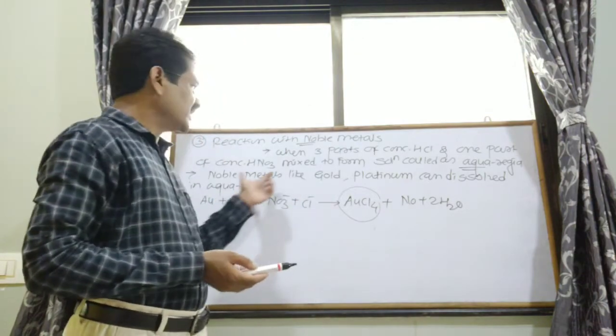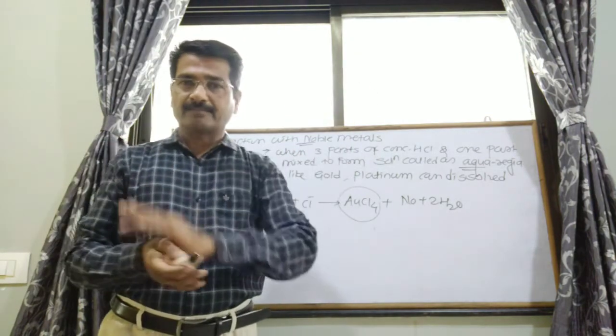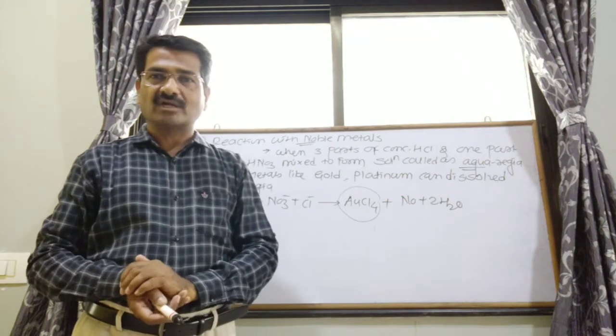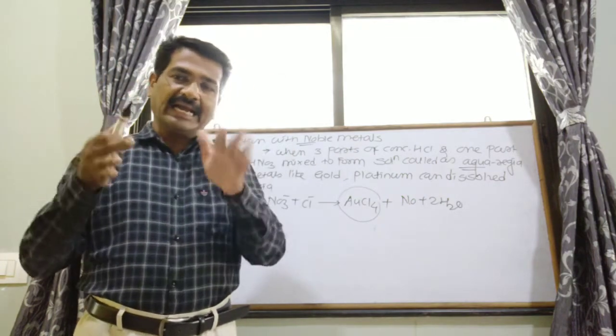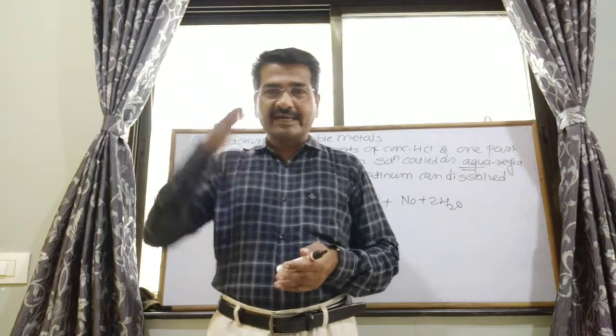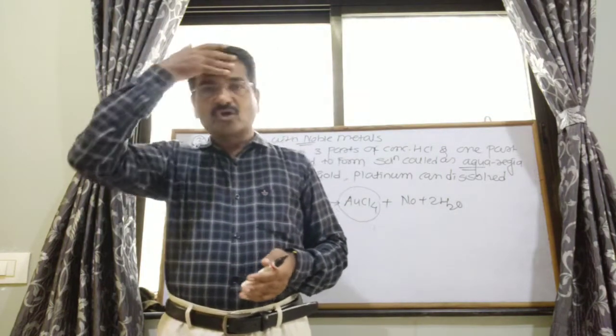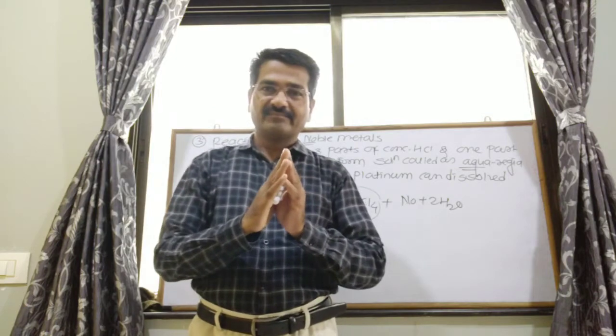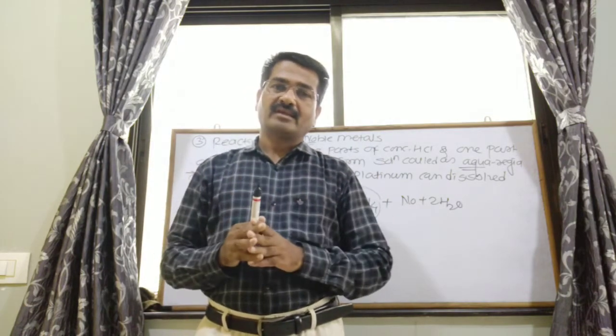Likewise, we can also dissolve platinum completely in that aqua regia mixture. So these are the chemical properties of hydrochloric acid. Here hydrochloric acid is completely over.